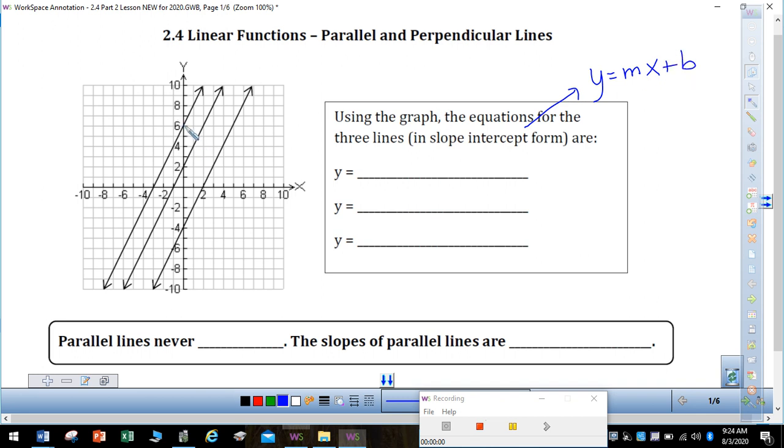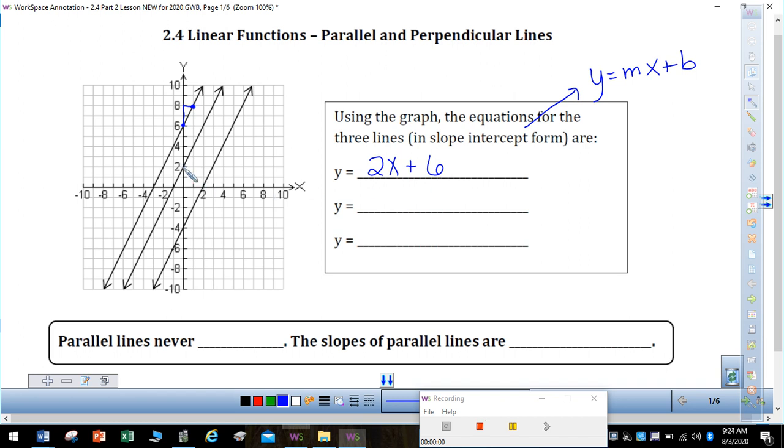So starting with this first line here at the top, notice that it has a y-intercept of 6, so that's what we're going to plug in for b. And if we look at the slope to get from one point to the next perfect point, it looks like we're going up 2 spaces and over 1 to the right. It's increasing as we go from left to right, so it has a positive slope. And up 2 over 1, 2 over 1 is just the same thing as 2. So it has a slope of 2, positive 2, and a y-intercept of 6.